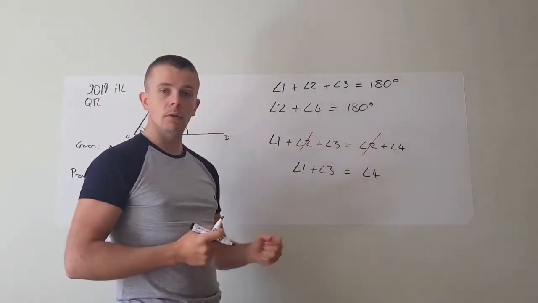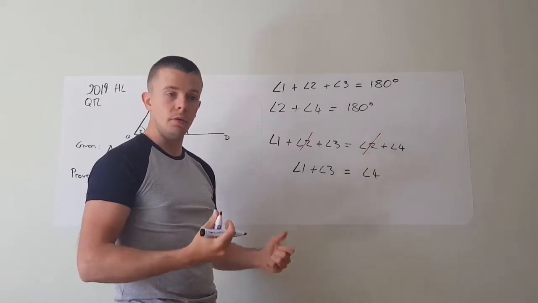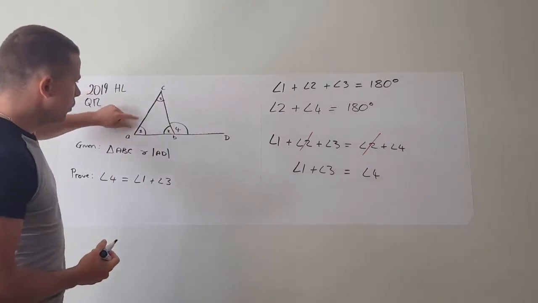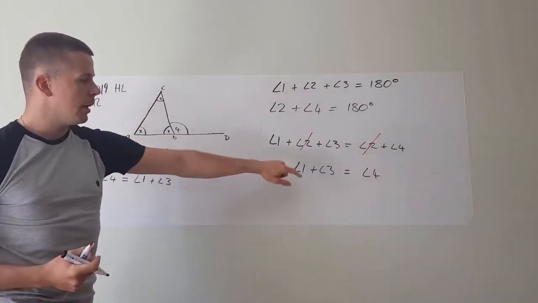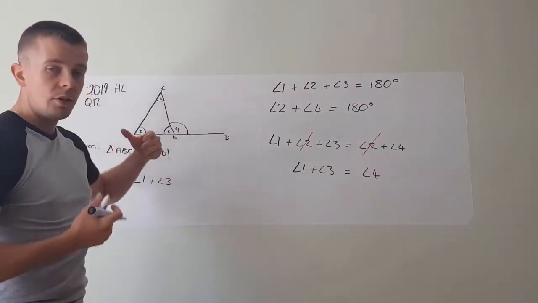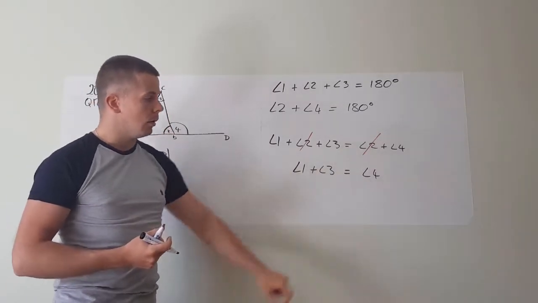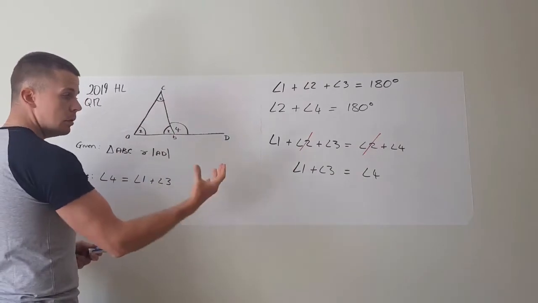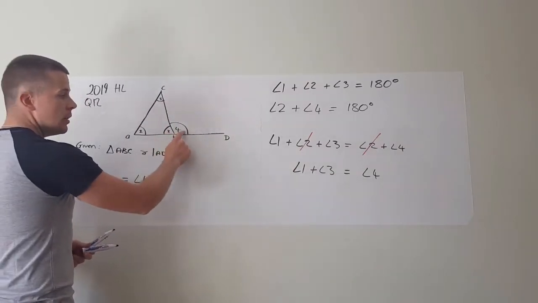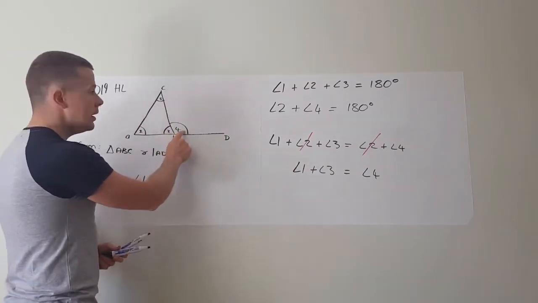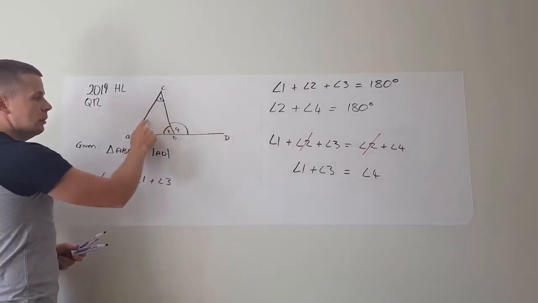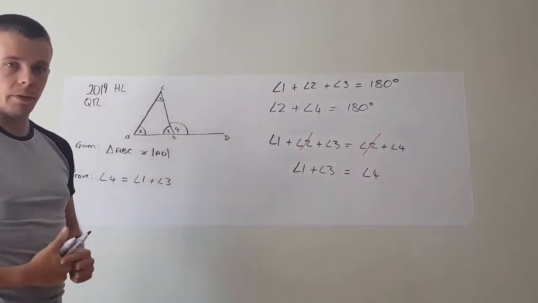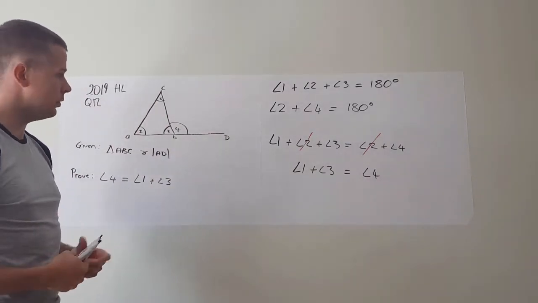And this now is that theorem proved. The sum of the two interior angles, angle 1 and angle 3, add together and equal angle 4, and angle 4 is our exterior angle. So we have now proved that the exterior angle of a triangle is equal to the sum of the two interior angles. And there it is, proved. And that's it. There's nothing else to do with that.